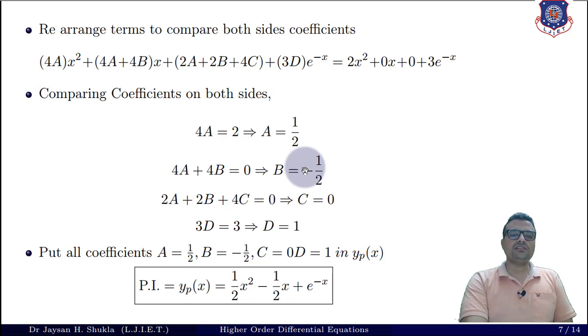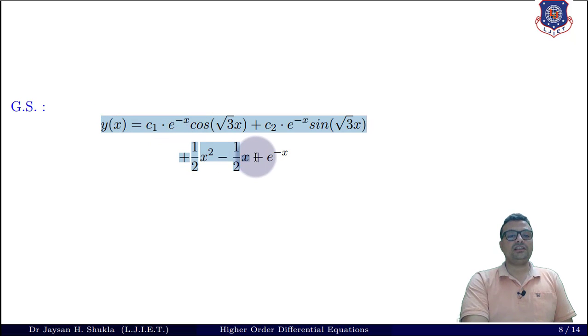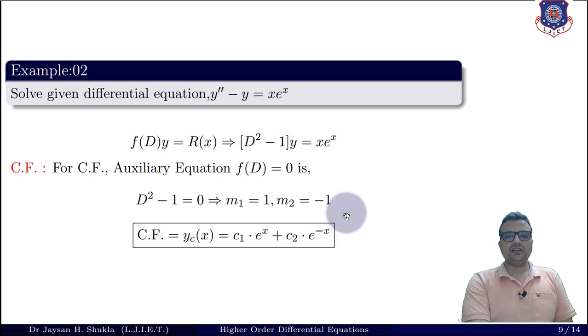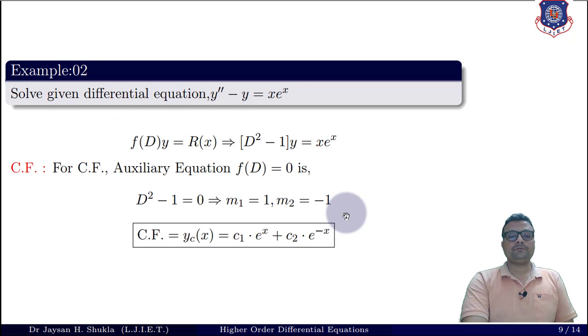Now taking all these constants into my value of yp will give me the final answer: 1 half x square minus 1 half x plus e raised to minus x. Combining it with the complementary function will give me the general solution as this part. So this is how we can find the solution of a differential equation using the method of undetermined coefficients, where the right hand side is addition or subtraction of two functions. Now let us go for the second part.